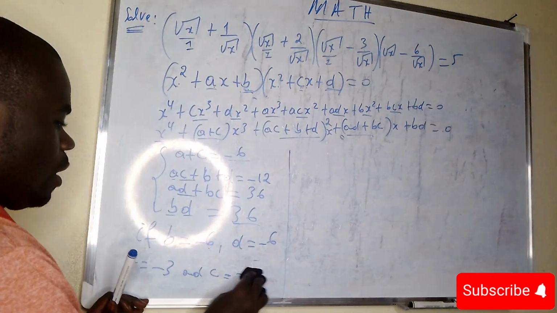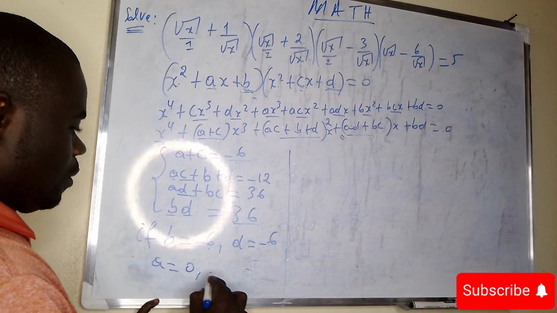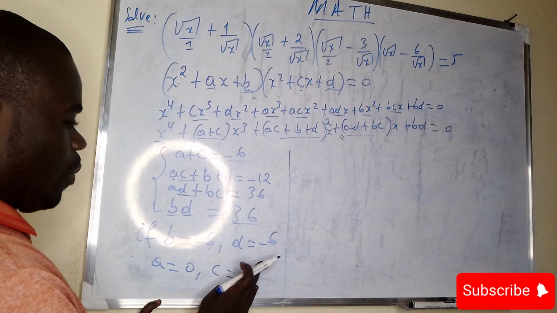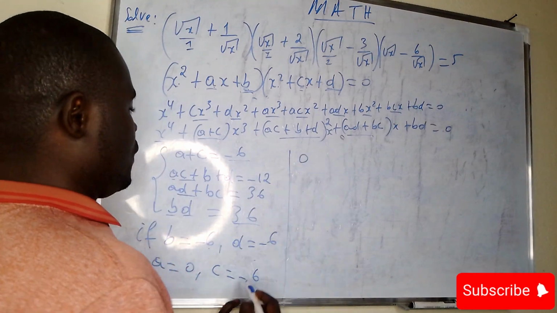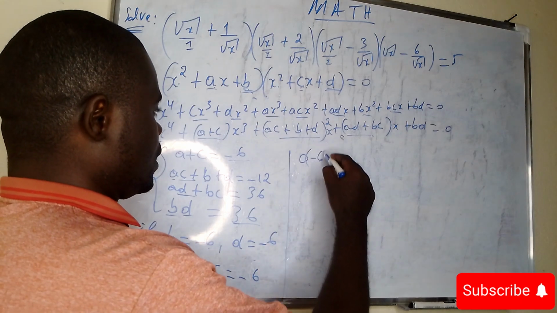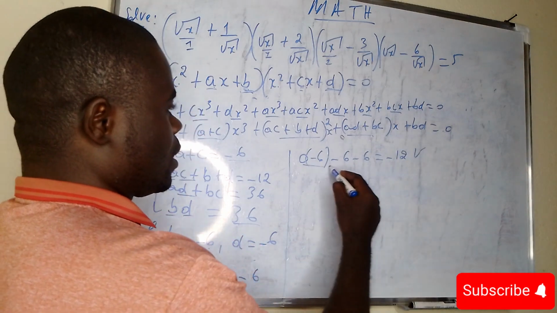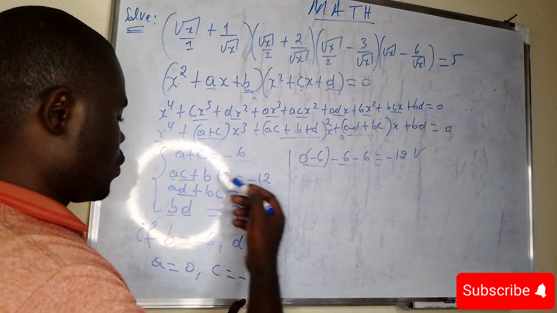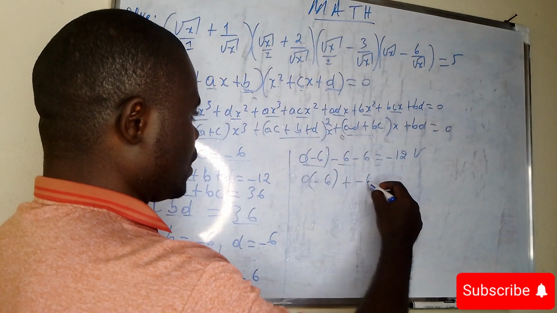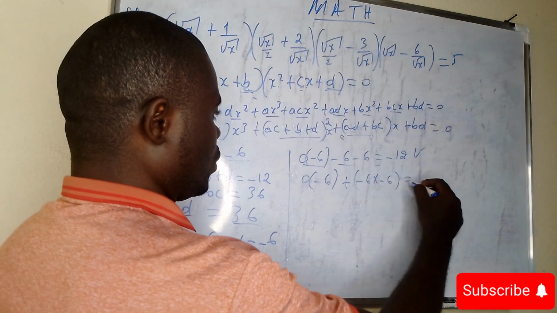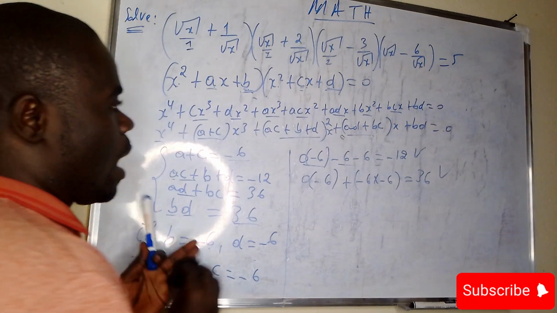But what if now a is 0 and c is negative 6? What will happen? Is this verifying the whole equation? We have 0 times negative 6, then negative 6, negative 6, which is equal to negative 12. This is correct, because this is 0 and this is negative 12. For this one also, it is 0 times negative 6, then plus negative 6 times negative 6, which is equal to 36. And this is also correct. Now we see that those numbers are working.